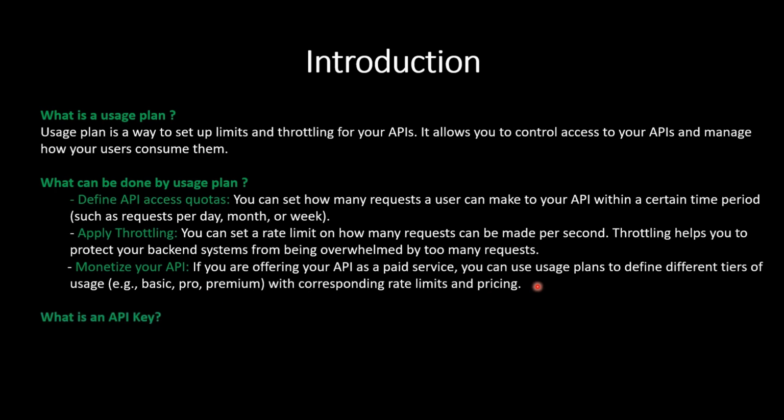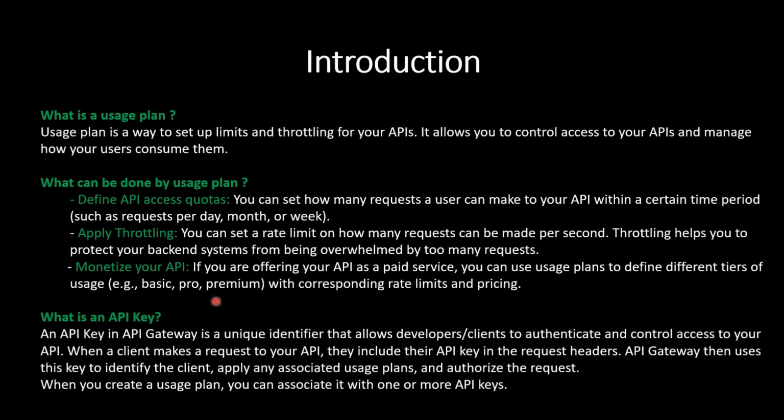Now, what is an API key? An API key in API Gateway is a unique identifier that allows developers or clients of the API to authenticate and control access to your API. When a client makes a request to your API, they include their API key in the request headers. API Gateway then uses this key to identify the client, apply any associated usage plans, and authorize the request. When you create a usage plan, you can associate it with one or more API keys.